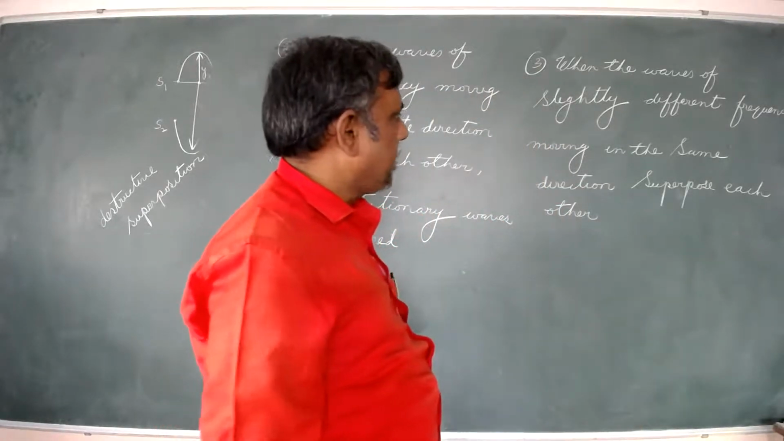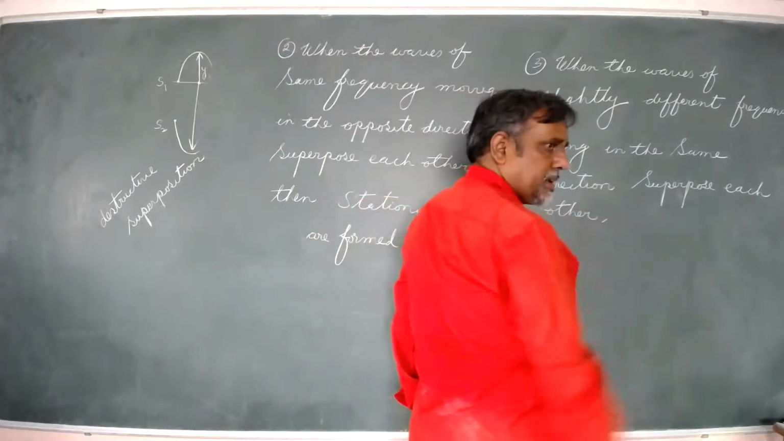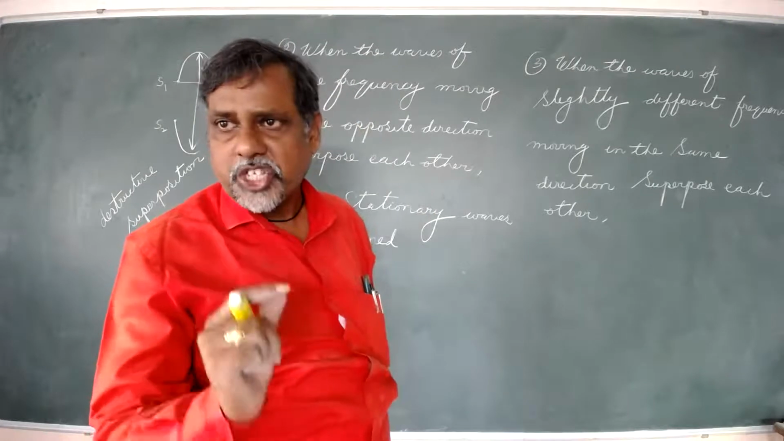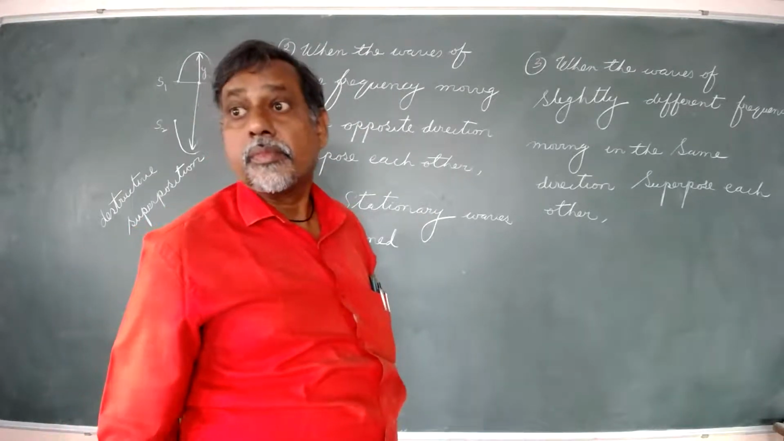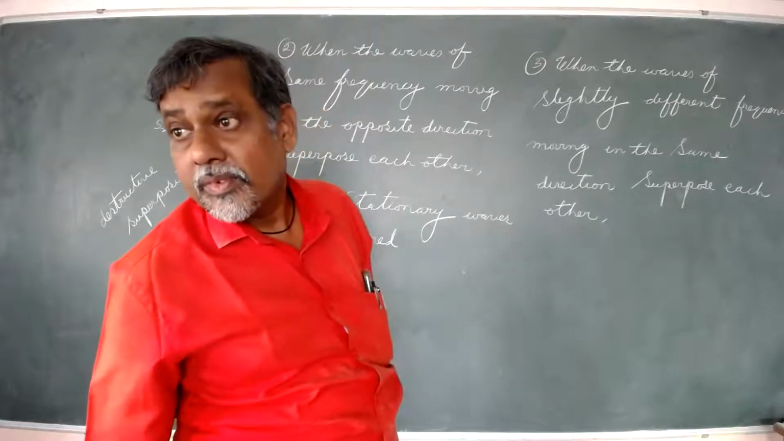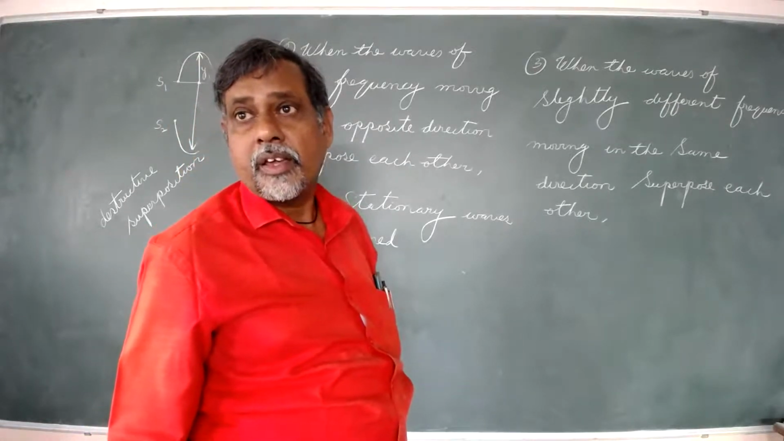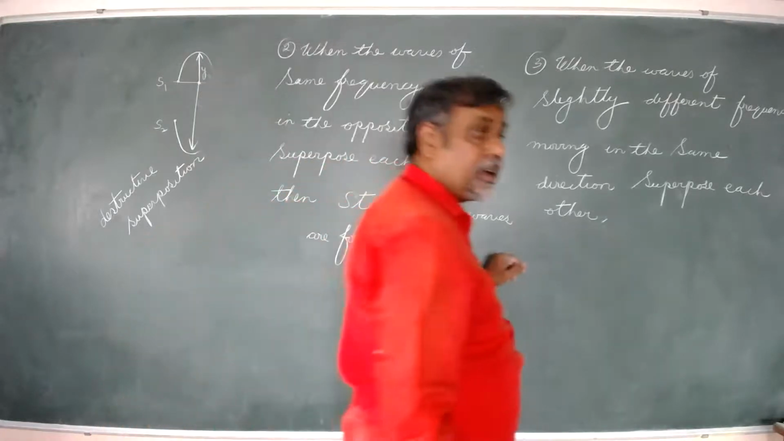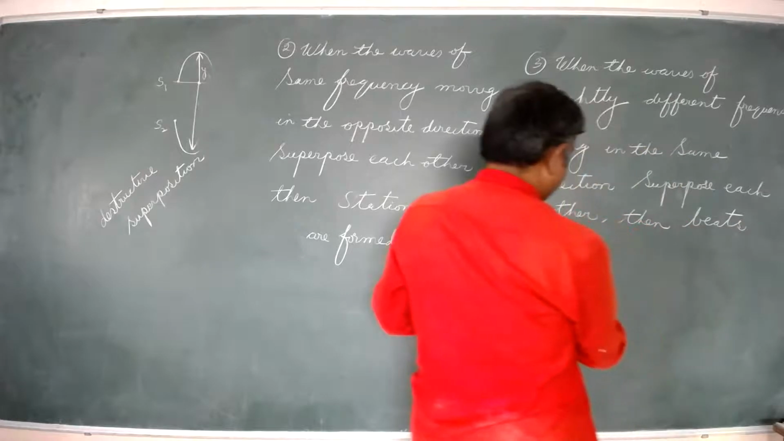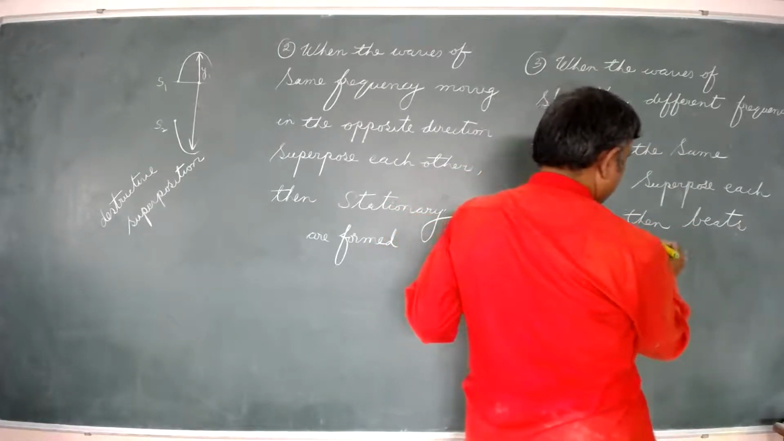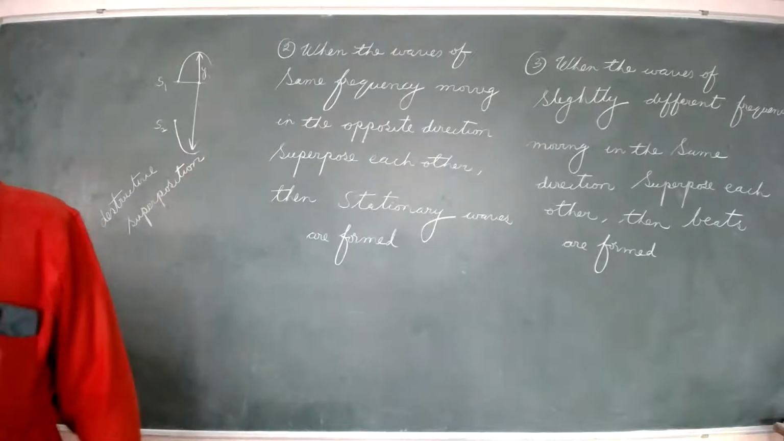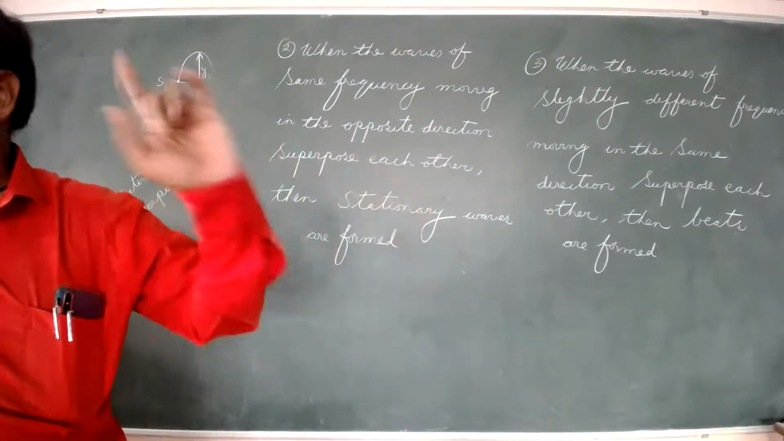When the waves of slightly different frequencies moving in the same direction superpose each other, what happens then? Any idea? Yes, Sachin. Constructive interference. Any more answers, please? Then, beats are formed. So these beats also happen in sound waves.